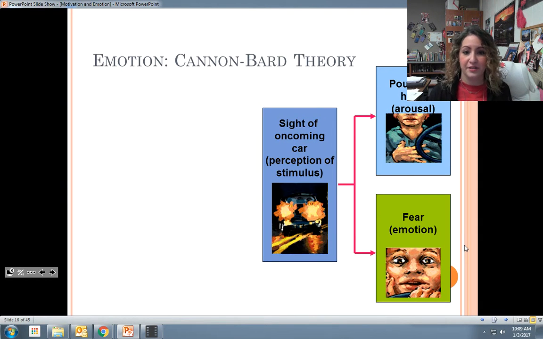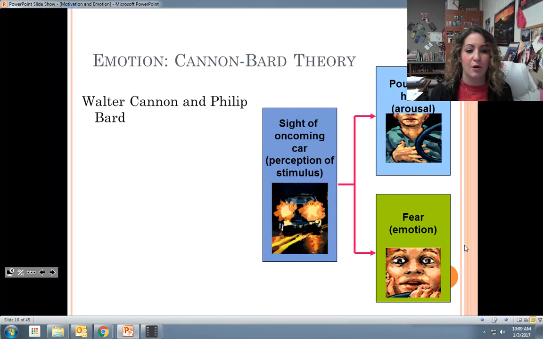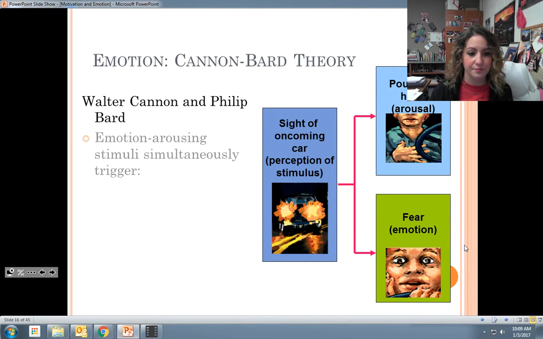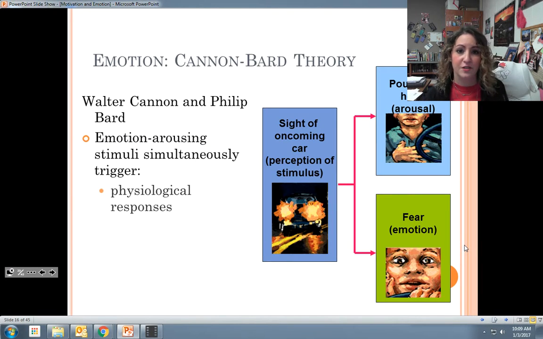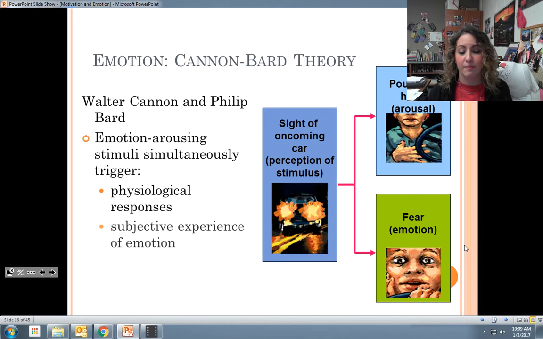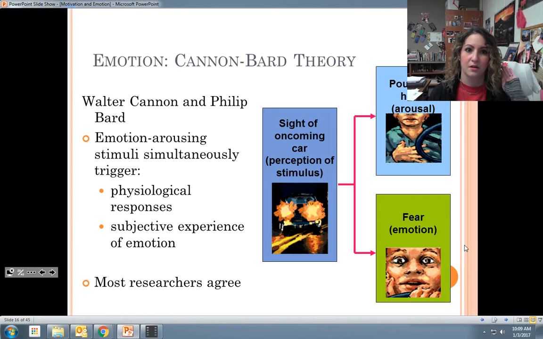The second theory is the Cannon-Bard theory. It's saying that they happen at the same time, that the heart pounding and the fear are happening at the exact same time. And this is brought to you by Walter Cannon and Philip Bard. They said emotion-arousing stimuli trigger both a physiological response and an emotion at the same time. Most researchers agree with this one, but once again, it's just a theory. It's not something like, yes, this is a fact. And so most researchers agree that they happen at the same time.